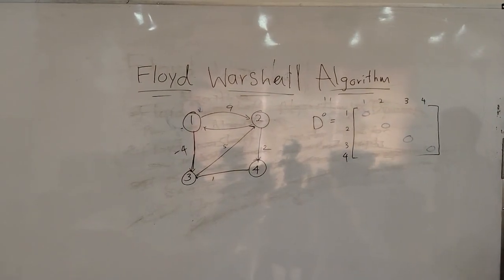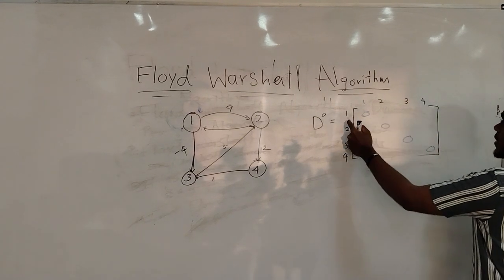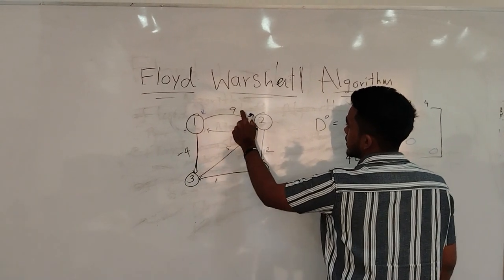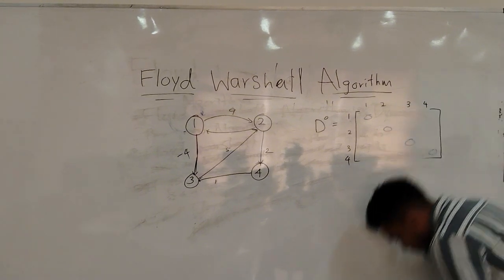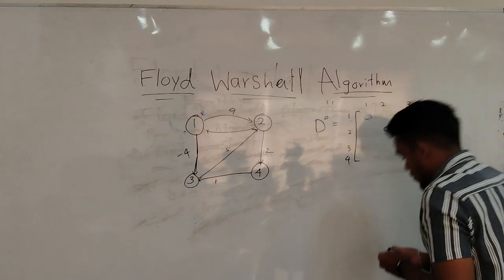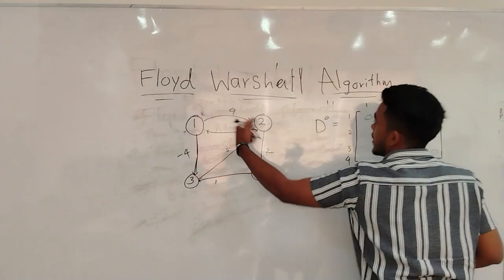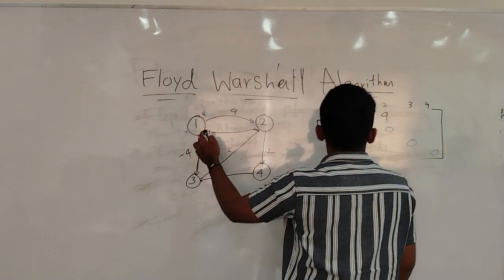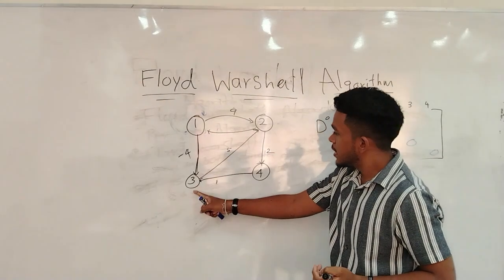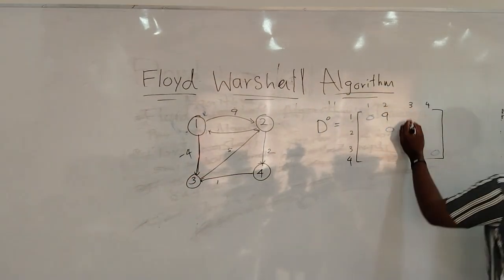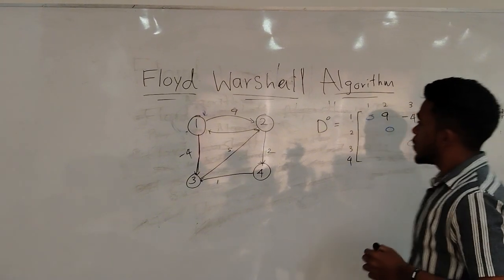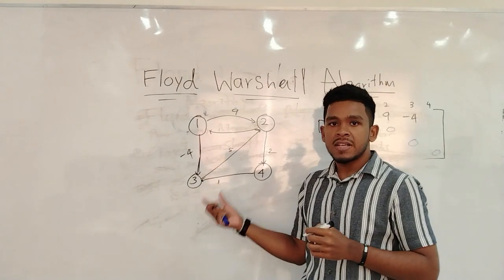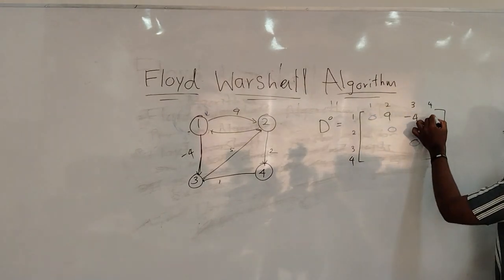Then let's take the first row, then column. 1 to 2 path, the weight is 9. Then 1 to 3, the weight is -4. And 1 to 4, there is no direct path. So if there is no specific path, as I told, we use infinity.